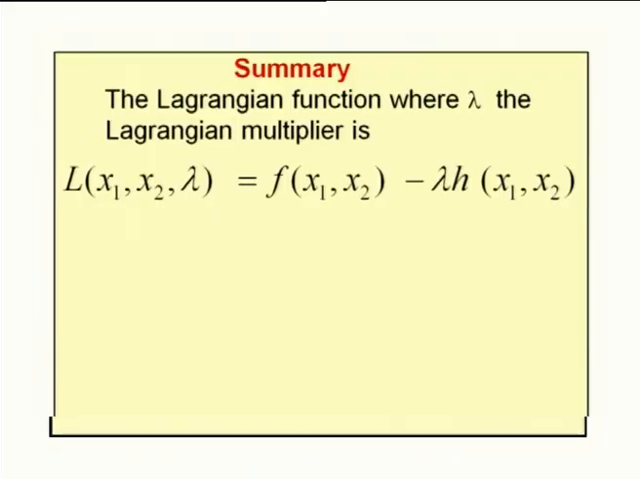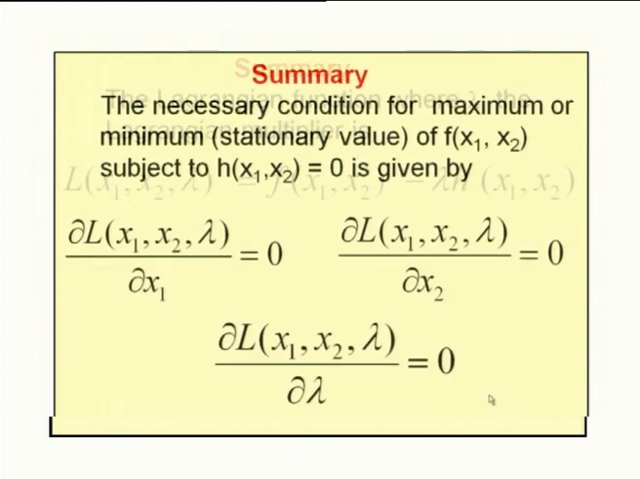Let me recap. For a given NLPP with respect to equality constraints, in order to get the necessary condition, first we have to construct a Lagrangian function which we name L of x1, x2, lambda, where L of x1 x2 lambda equal to f of x1 x2 minus lambda into h of x1 x2. The necessary condition for maximum or minimum of f of x1 x2 subject to the constraint h of x1 x2 equal to 0 is dou L by dou x1 equal to 0, dou L by dou x2 equal to 0 and dou L by dou lambda equal to 0.